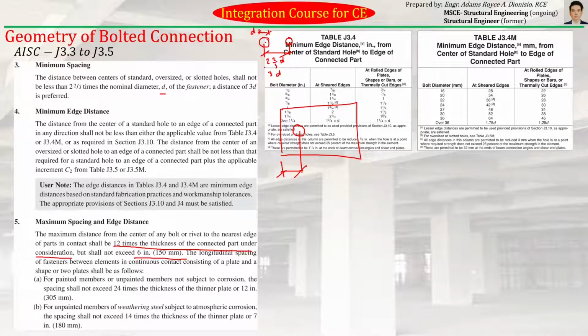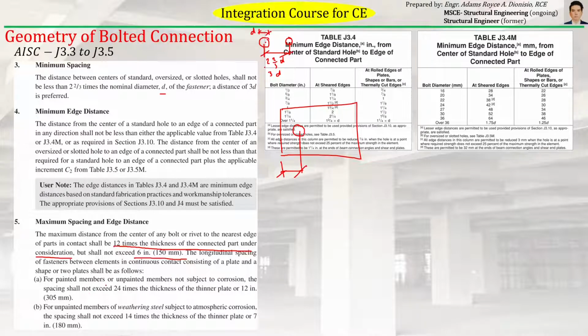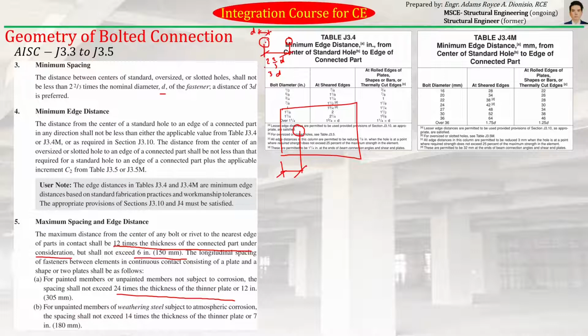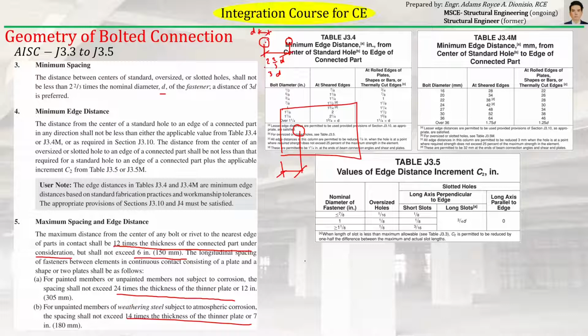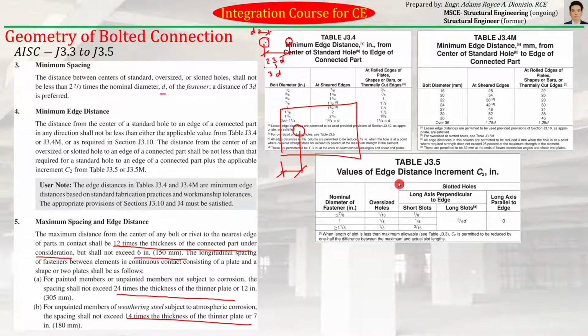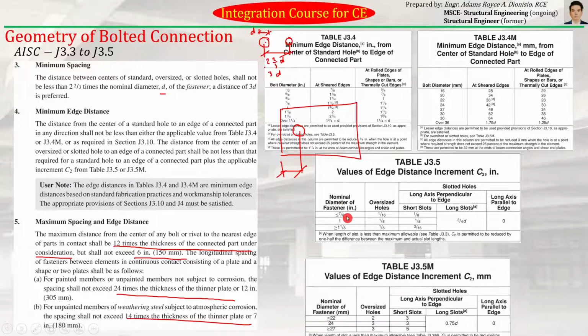The longitudinal spacing of fasteners between elements in continuous contact consisting of a plate and a shape or two plates shall be as follows. For painted members or unpainted members not subject to corrosion, the spacing shall not exceed 24 times the thickness of the thinner plate or 12 inches. For unpainted members of weathering steel subject to atmospheric corrosion, the spacing shall not exceed 14 times the thickness of the thinner plate or 7 inches. Okay. So ito yung mga corresponding edge distance increment naman depending on the nominal diameter of the fastener. So yan yung naka-inches at yung naka-mm.